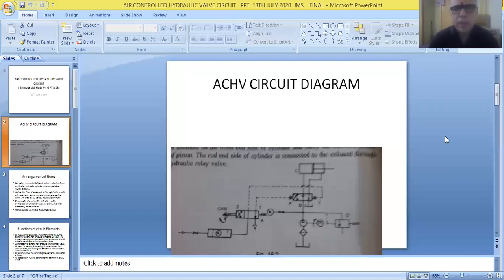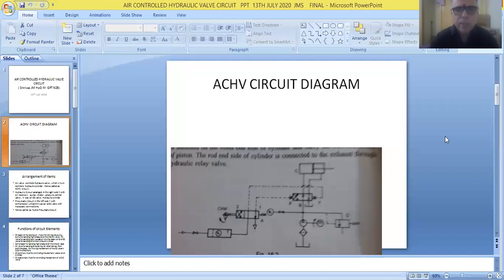Now finally, a direction control valve, that's called a hydraulic DC valve, is arranged for sending the oil into the hydraulic cylinder in the required direction. So this is called a hydraulic DC valve. Four ports are made in this DC valve. Therefore it is called a 4-way DC valve.